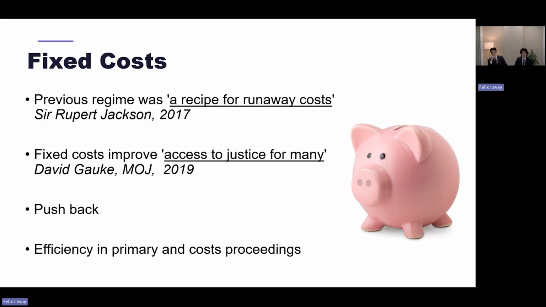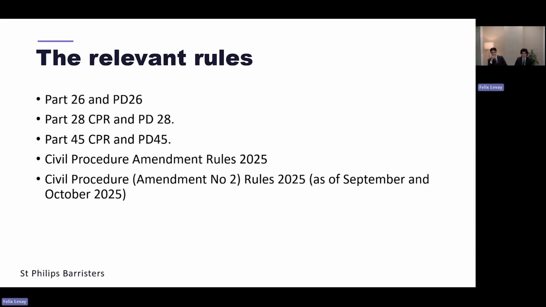So moving on to the relevant rules that we're going to be looking at, specifically which parts of the CPR are important. We're looking at CPR part 26 and the relevant practice direction, which is about case management and concerning allocation. Part 28, practice direction, looking at the fast track and intermediate track, and of course part 45, fixed costs. There are also, as of 2025, 2 civil procedure amendment rules to take into account.